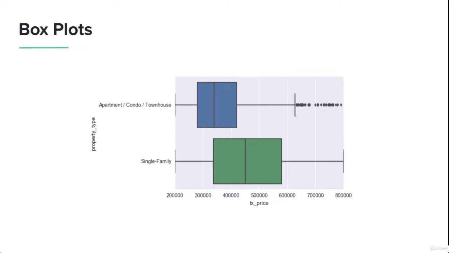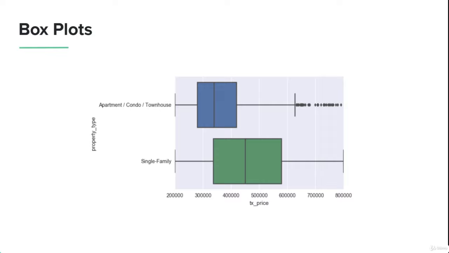Now from this box plot you will learn that in the apartment or condo we have a lot of outliers. Okay, so after that we also learned that the maximum value for the apartment is less than the maximum value of single family, and what other information you can get, that the median of apartment is less than the median of single family, and so on. You can gather a lot of information from these box plots as well.